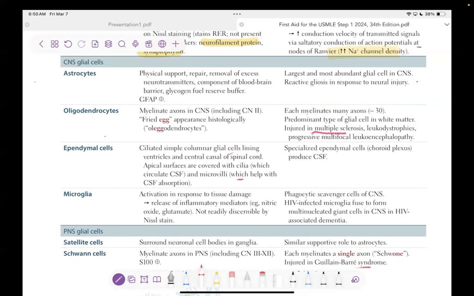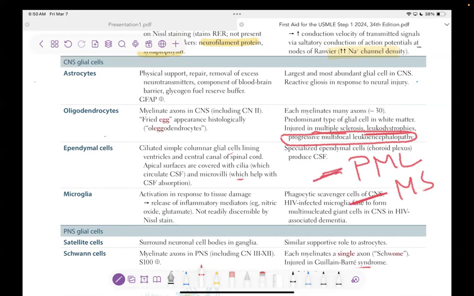So we see leukodystrophies in multiple sclerosis, and progressive multifocal leukoencephalopathy. This is called PML. Both of these diseases are the same. The problem is in white matter. Leuko means white. It means the problem is in white matter. White matter is the oligodendrocyte, right? So PML and MS, multiple sclerosis and PML, both are the same.